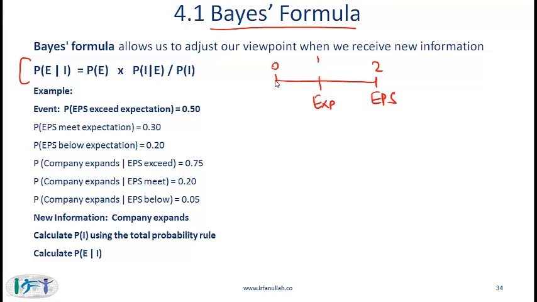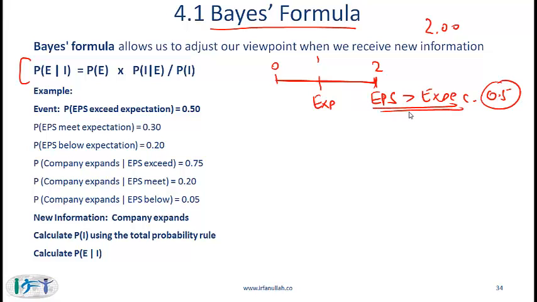Let us say that the event that concerns you, or the event that you are interested in, is the event where earnings per share exceed expectations. Analysts have a certain expectation related to the earnings per share. Let's say analysts expect earnings per share of $2 per share, and you are thinking that the probability that earnings per share will exceed expectations is 0.5.